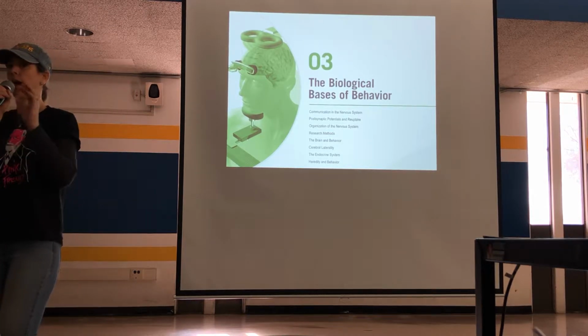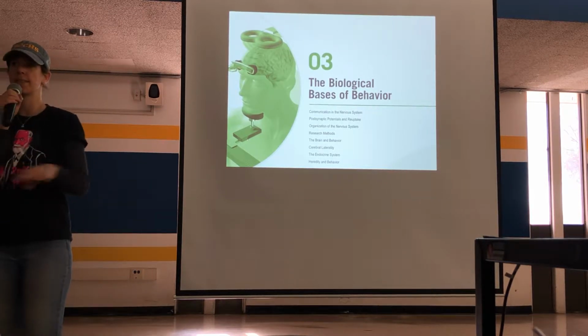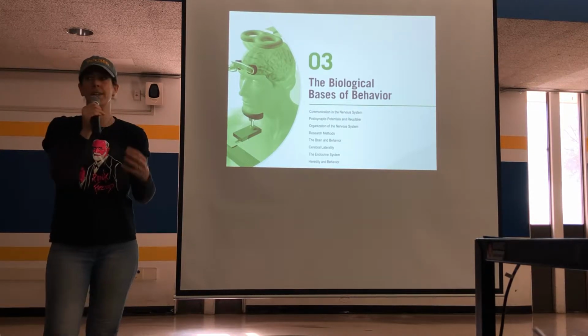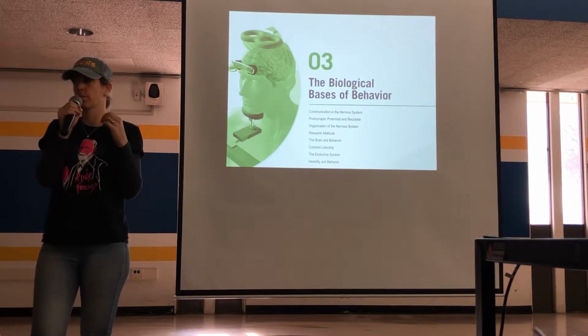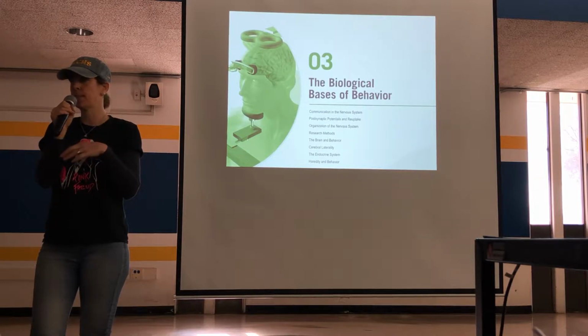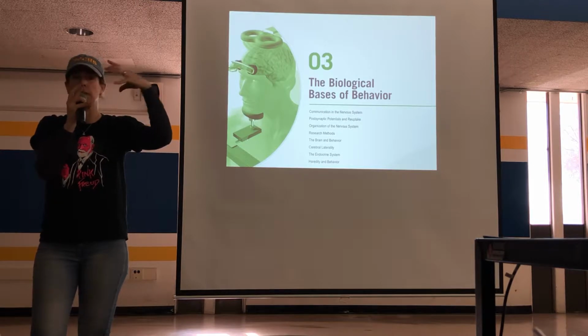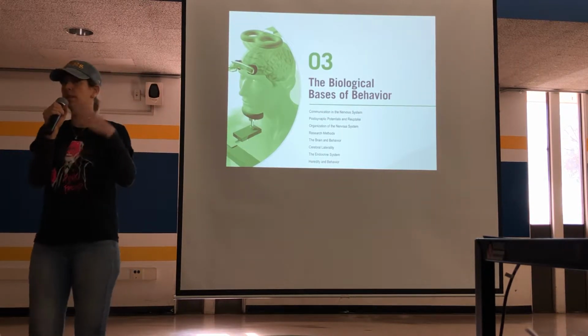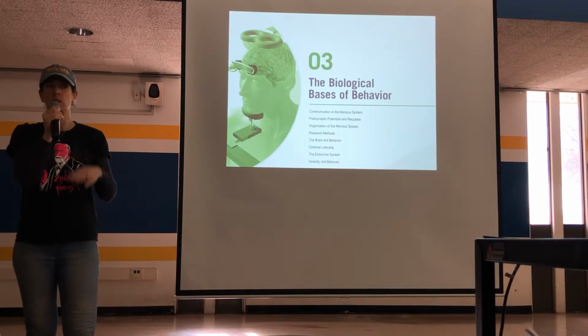So, at rest, what's the charge inside? Negative 70 millivolts, right? What is inside the axon? Positive potassium and negative protein ions. And there are a lot of those big negative protein ions, so overall the charge is negative 70. What's on the outside? Sodium ions.